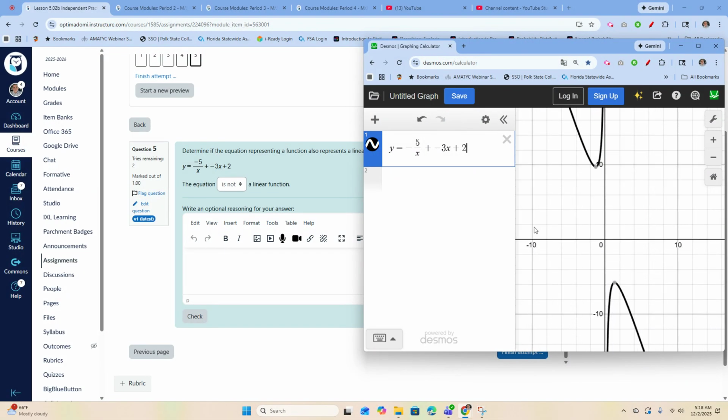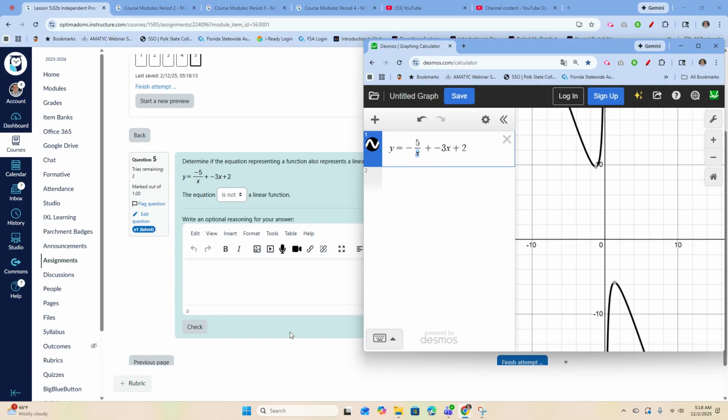So there's the graph, but if you do not have the graphing calculator, if you see the x on the bottom of a fraction, in the denominator, then it's not a linear function. Okay, I hope this helps.